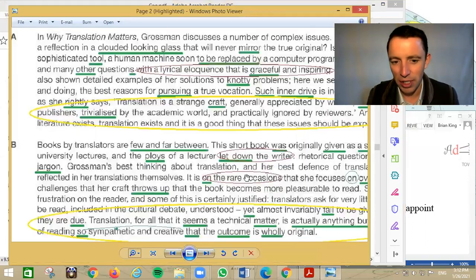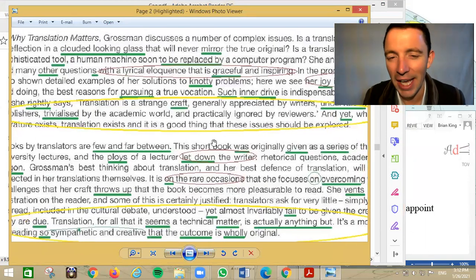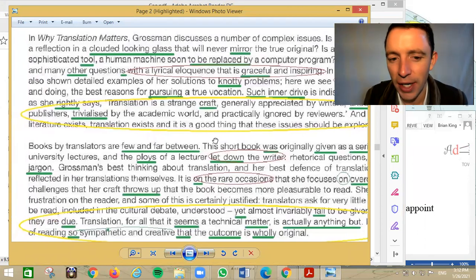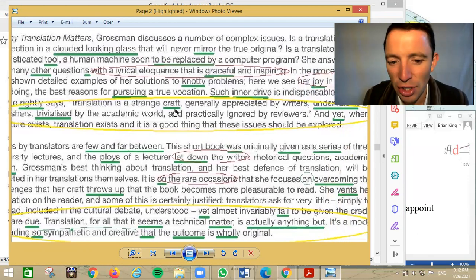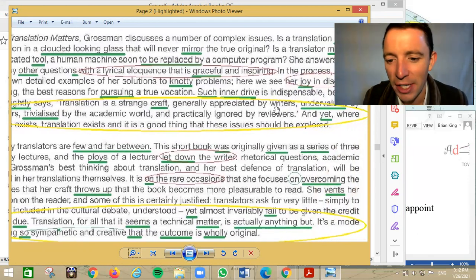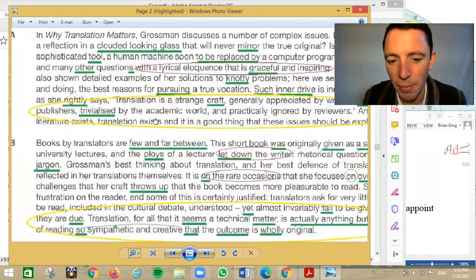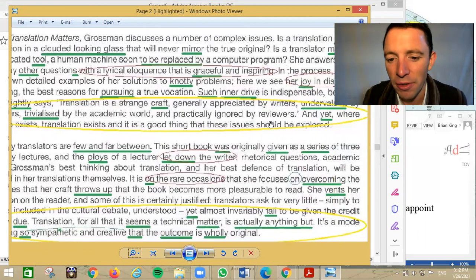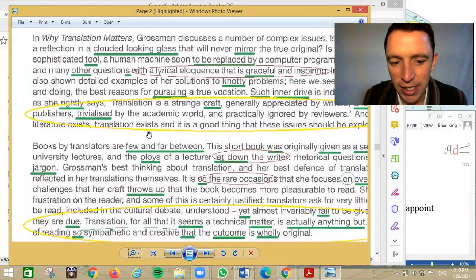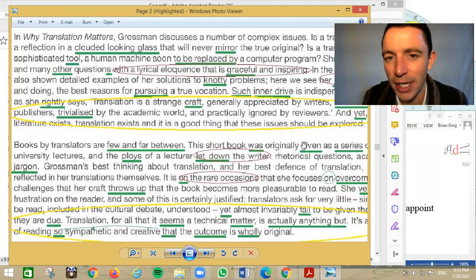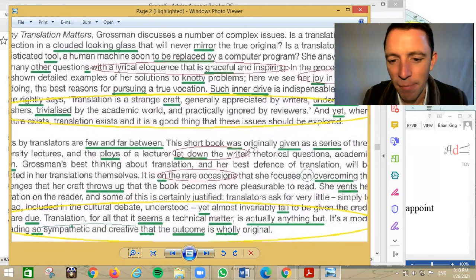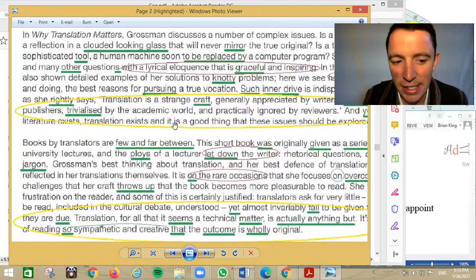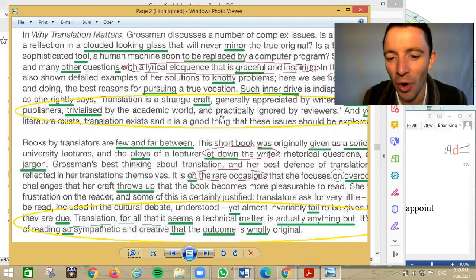And I'll show you my notes just to help a little. So the yellow is for question 2. Okay, so the red is for question 1 and the yellow is for question 2. So translation is a strange craft, generally appreciated by writers, undervalued by publishers, trivialized by the academic world, and practically ignored by reviewers. And yet, where literature exists, translation exists, and it is a good thing that these issues should be explored. So this writer thinks that it is trivialized by the academic world, almost ignored. So it's negative. It has a negative sense here.